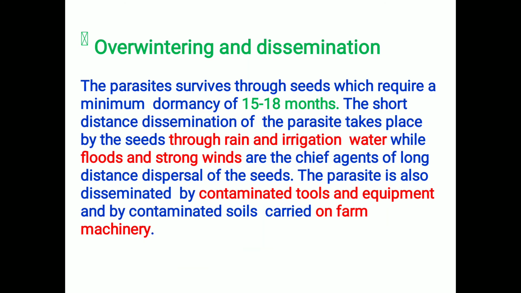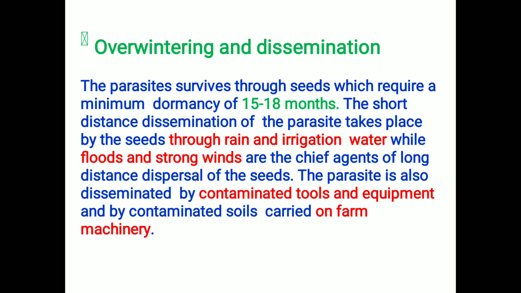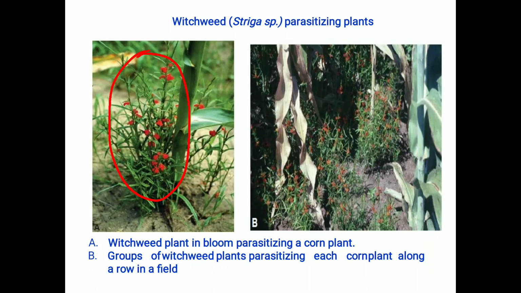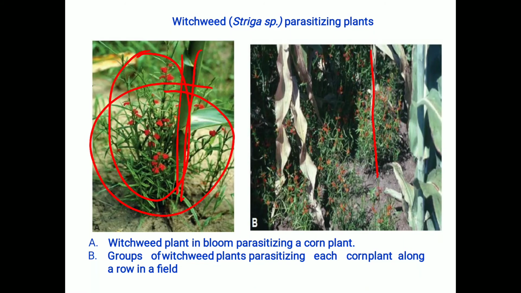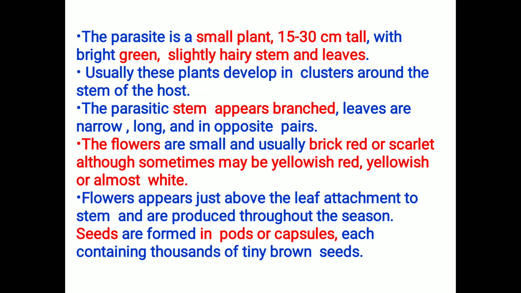Next, the Striga plants develop in clusters around the stem of the host or around the root of the host. As we know, this is your main host or main plant, and around that there is a development of Striga weed. Next, the parasite stem appears branched, and leaves are narrow, long, and in opposite pairs, as we discussed already.